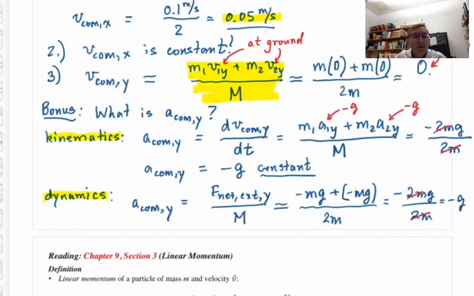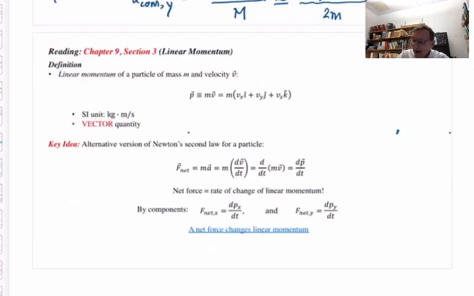Okay, now let's go back to our notes, and I have one more idea to introduce in this video. Now I'm moving on to chapter 9, section 3, and we're going to introduce a brand new quantity that turns out to be very important in physics, and its name is linear momentum. Let me start with its definition for a particle. It's an outright definition, one of those things that we just have to have in our head. The linear momentum of a particle, the particle has mass m and velocity v.